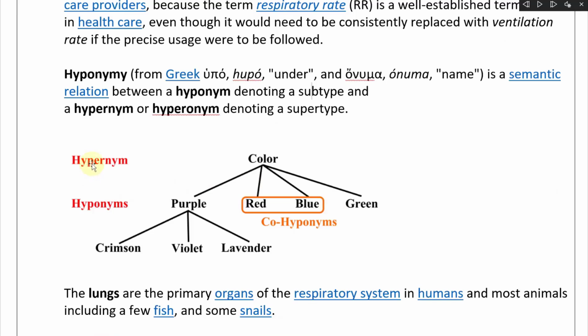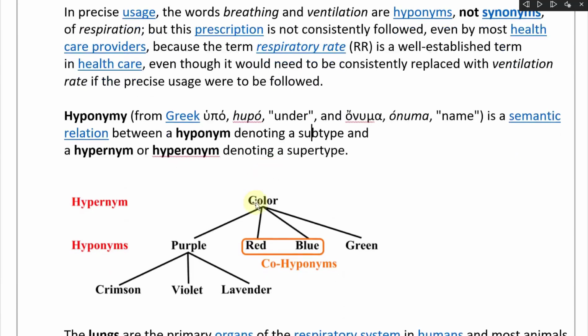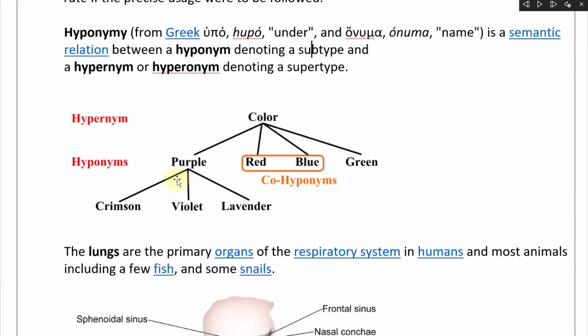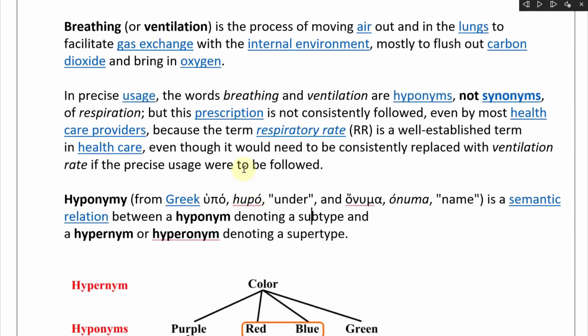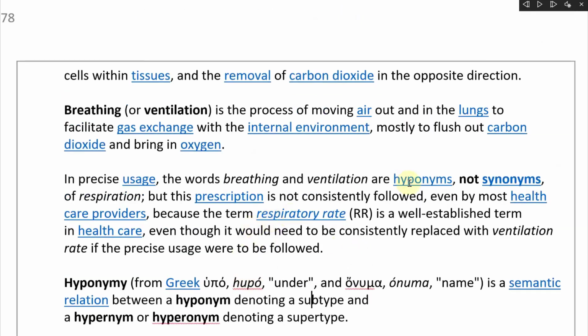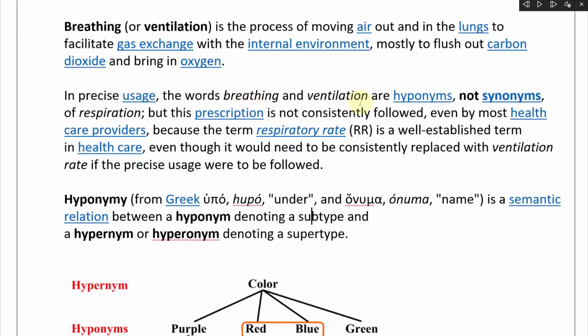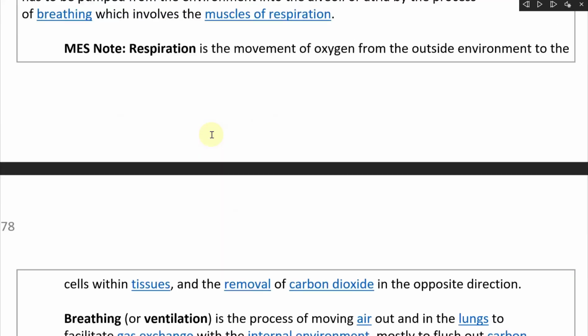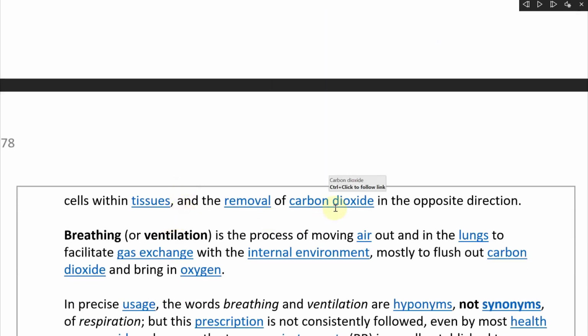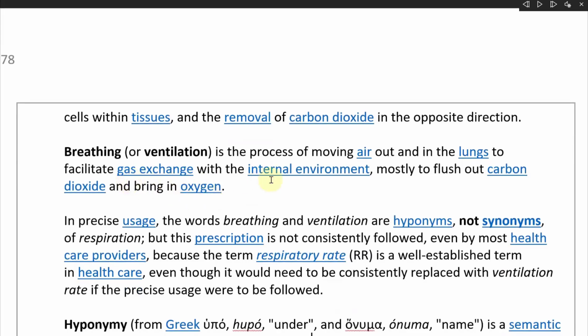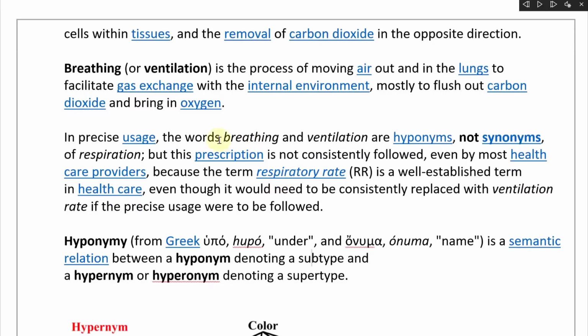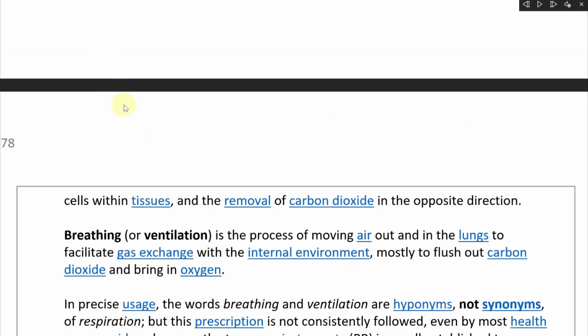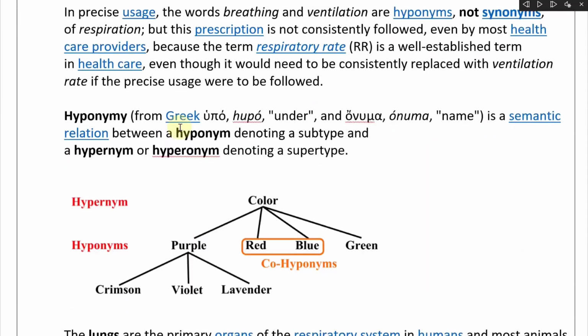For example, a hypernym here is color, and then a hyponym is a subset of color, so purple, red, blue, green, and then further hyponyms of purple would be crimson, violet, lavender, etc. So they are subsets. So breathing and ventilation is a subset of respiration. Respiration is the movement of oxygen from the outside environment to within cells and removal of CO2. And then breathing is the process of moving air in and out, and this facilitates gas exchange, so facilitates respiration. Anyways, continue further.